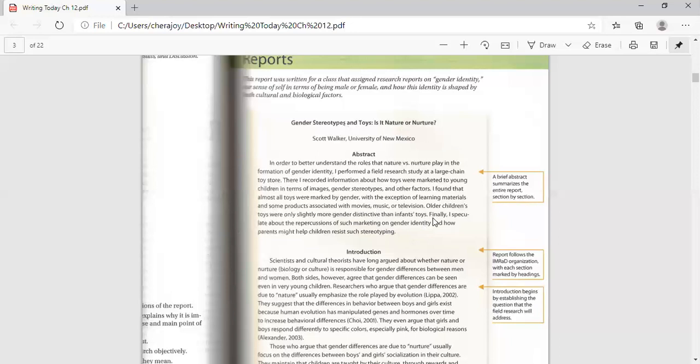Finally, I speculate about the repercussions of such marketing on gender identity and how parents might help resist such stereotyping. That definitely sounds like a call to action, so we can see why that would be at the end of the essay. This is a recommendation or an alternative, something that he wants to happen in the future. So we can see that each section has its own sentence. It's been boiled down to just the main details. And maybe this person was focused on marketing, maybe they're focused on psychology, but this certainly has to do with their potential career or things that are going on around them.